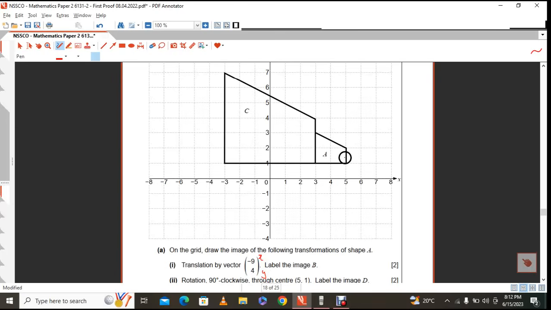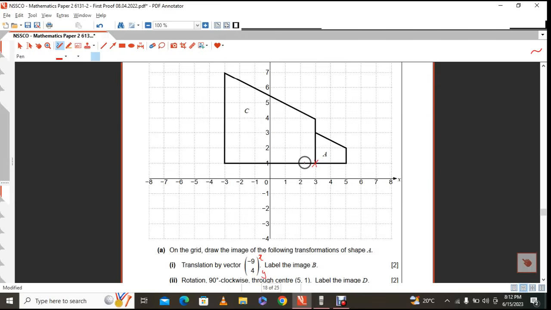So I take any point. I can take this point. If the x is negative, then you go on the left. So I'm going to slide to the left. And the y is positive, so I'm going to go upwards. So if I was to take this point on my A, I'm going to count. Make sure you understand the scales. Every block represents 1 unit, so no problem.